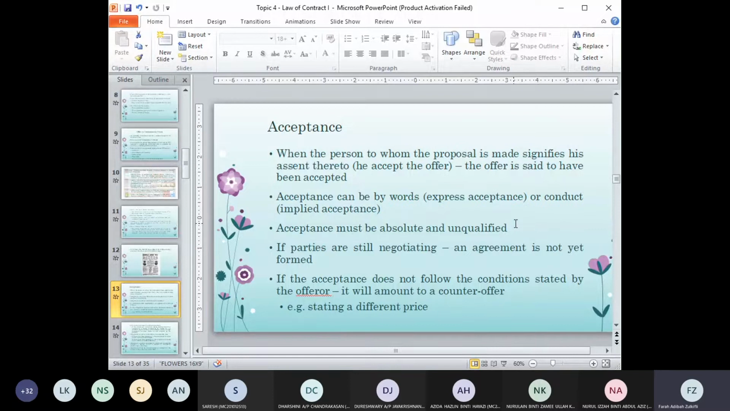Or if, for example, someone emails you saying I am offering you a job as an officer at my office, and I will pay you 1,500 ringgit per month. And then you reply to accept the offer, but I want to negotiate on the salary, some kind of conditions. So that is not acceptance. That is what we call a counter offer.